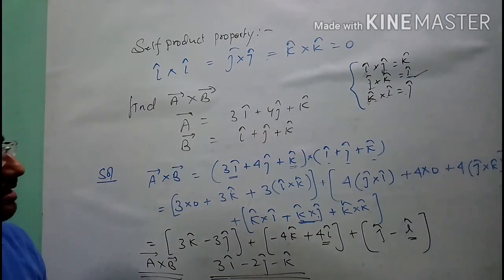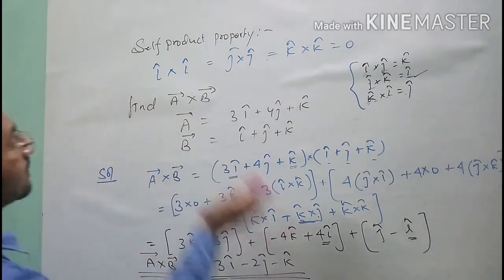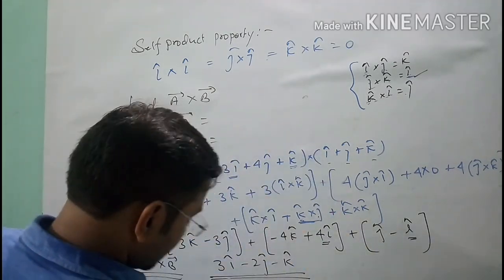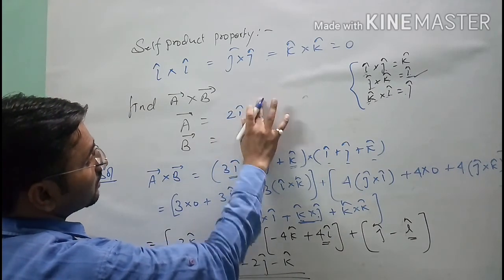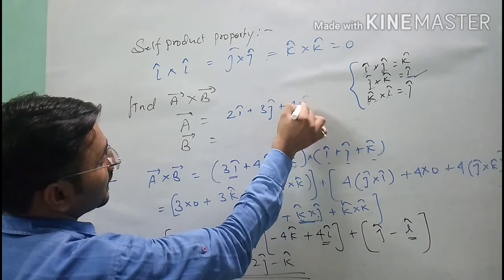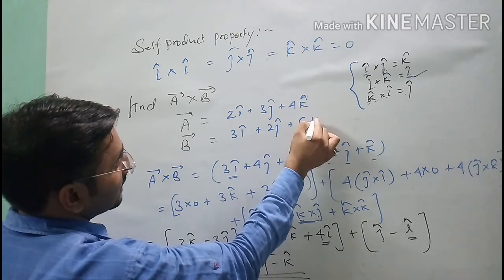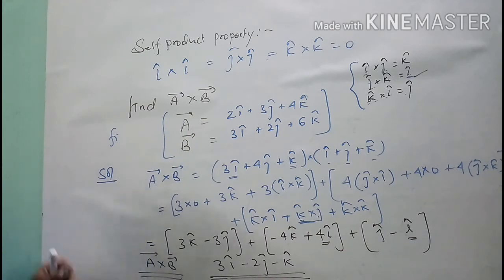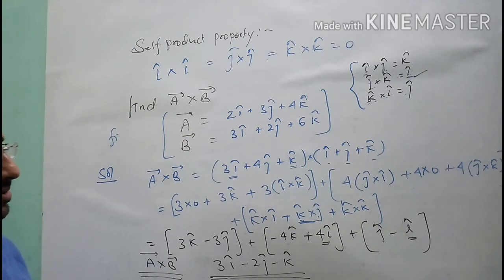See this numerical, and on the basis of this numerical I will give you one other numerical in which I am changing the digits, and you will find this question in your homework. The question is 2i cap, 3j cap plus 4k cap, and here 3i cap, 2j cap and 6k cap. Find the cross product of these two vectors a and b in your rough notebook. So the point is clear, student? Pause the video and note down.